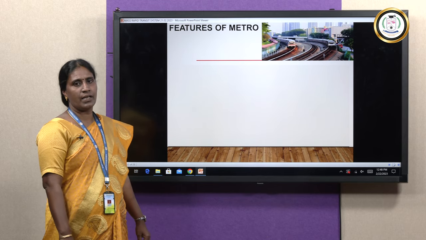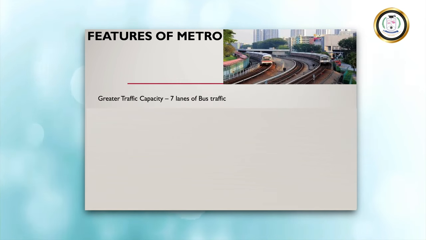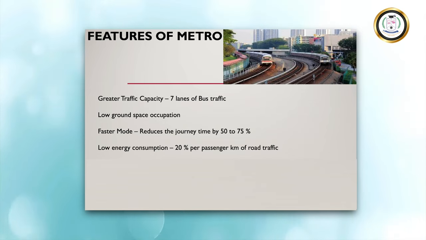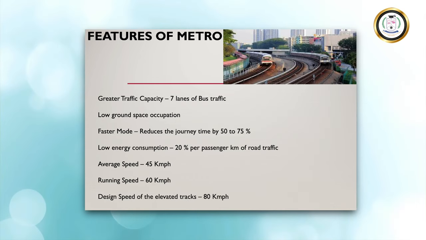The features of metro are, it handles greater traffic capacity, which is equivalent to 7 lanes of bus traffic, and it requires low ground space. And the third one, it is a faster mode of transport. It reduces the journey time by 50 to 75%, and it requires less energy consumption of approximately 20% per passenger kilometer of road traffic. The average speed maintained in metro is 45 km per hour, the running speed of metro is 60 km per hour, and the design speed of metro train on elevated tracks is approximately 80 km per hour.